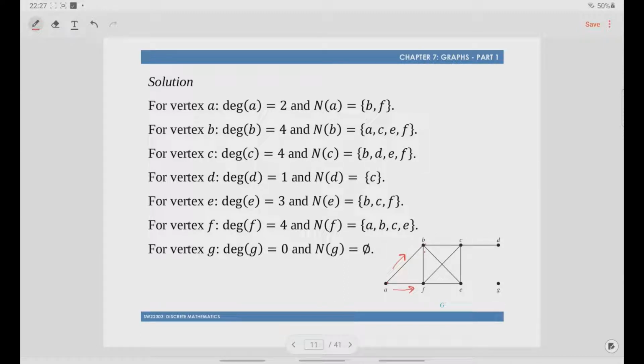Then for the vertex D, the degree is equal to 1. That means it is a pendant vertex, and the neighborhood of D is the single vertex C. And then for E, the degree is equal to 3.